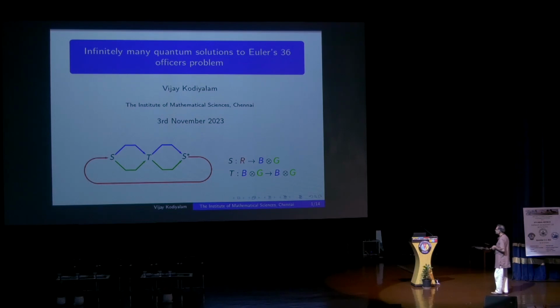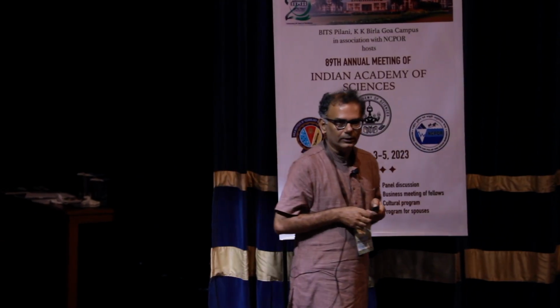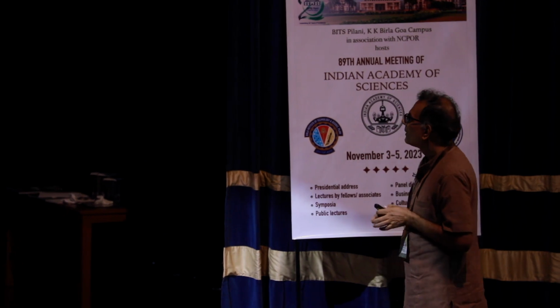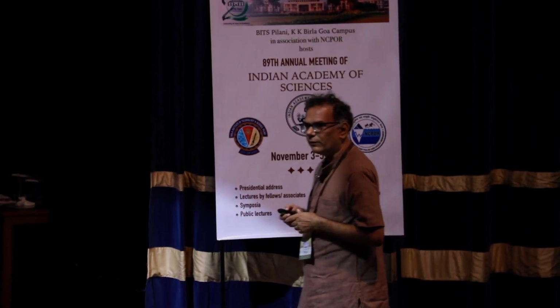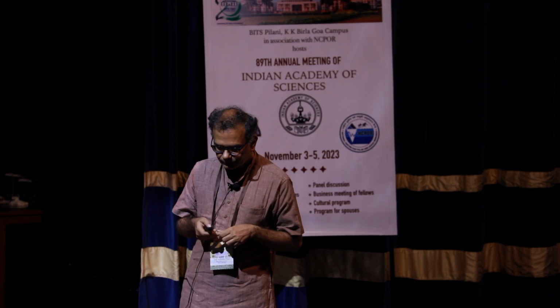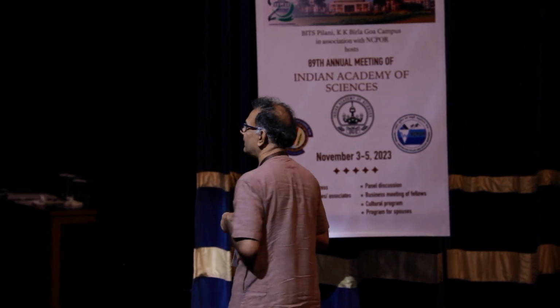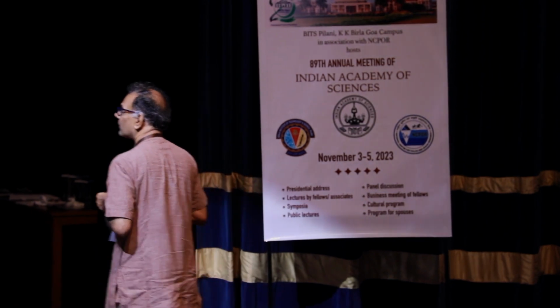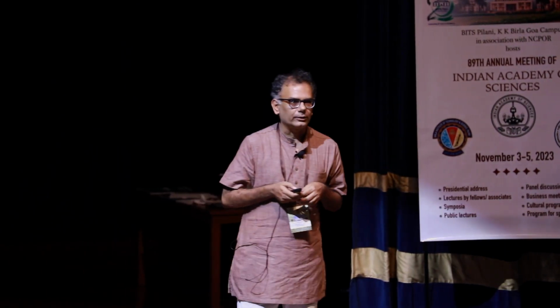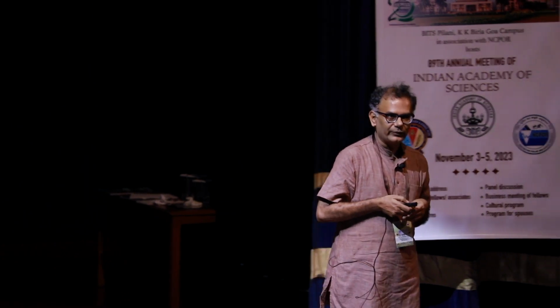Opportunity to speak here. So yes, as you said, the problem is quite old in its original form. So this is Euler's 36 officers problem. I'll give an introduction. And my goal in this talk is to explain all the terms in the title. What is the problem? What is meant by a quantum solution to this problem? And what is meant by infinitely many?